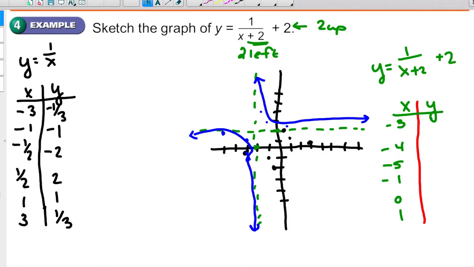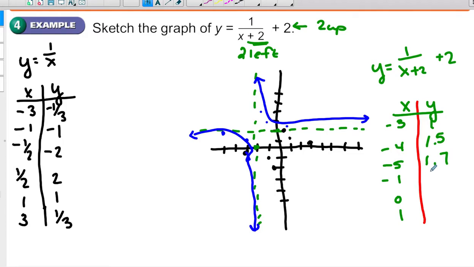-1 plus 2 is 1. -4 plus 2 is -2. -1/2 plus 2 would give you 1.5. -5 plus 2 is -3. -1/3 plus 2 is going to give you 1.7. Did I do that one right? Yes. Okay.